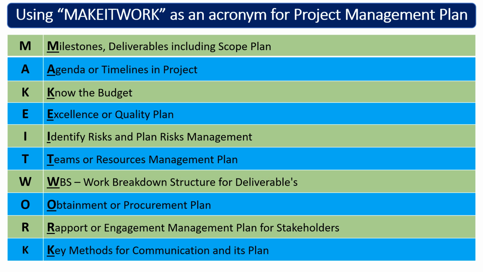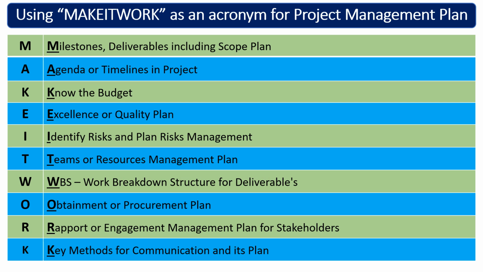Now, the last part is, if we have to use an acronym for understanding the project plan ingredients or elements, we can use Make It Work. I just thought of anything simple that will help us remember what goes inside a project plan. M stands for the milestones, A is for the agenda or timelines in a project, K is know your budget, know the costing part, E is for the excellence or quality plan, I is for identify risk and plan your risk management. T is for the team or resources management plan.